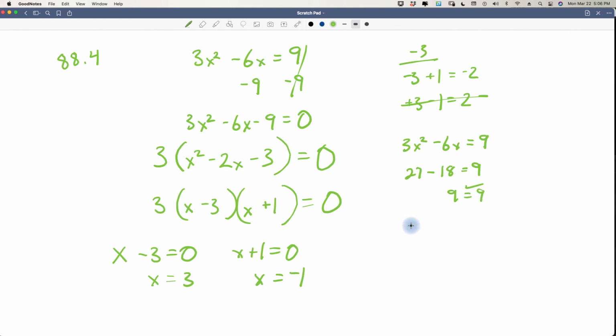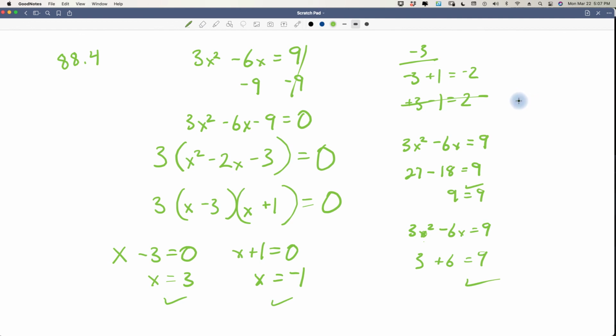All right, let's sub in the other one. So we have negative 1. So negative 1 times negative 1 is positive 1. 3 times 1, I'm sorry, is 3. All right, and negative 6 times negative 1 is going to be a positive 6. 3 plus 6 is 9, so that one's correct too. So both of these check out. Okay, very good.